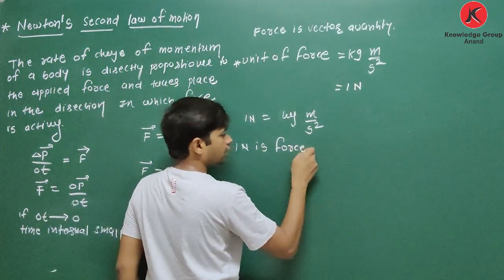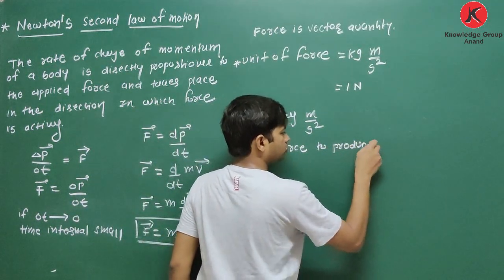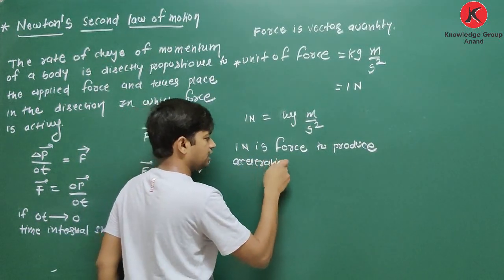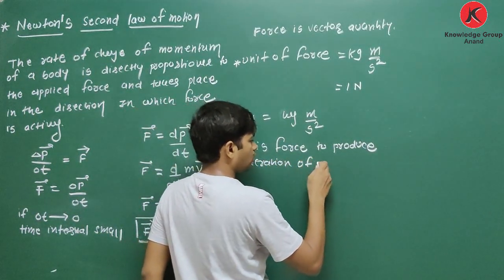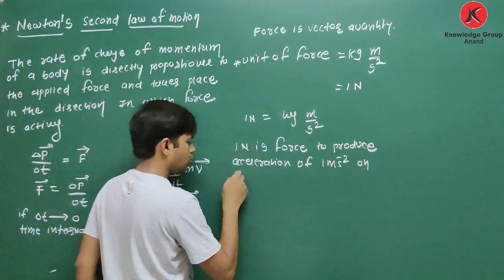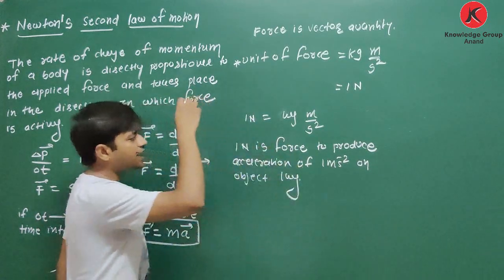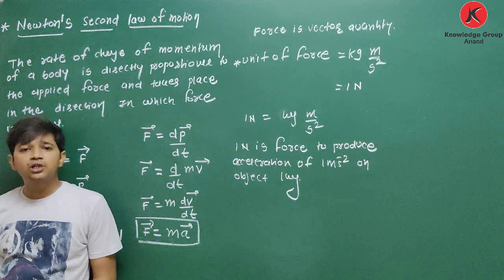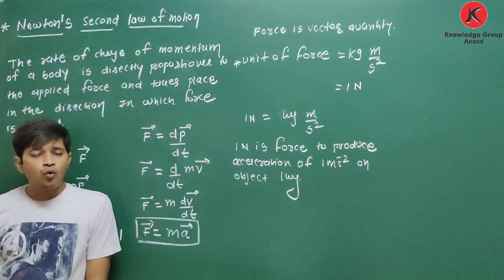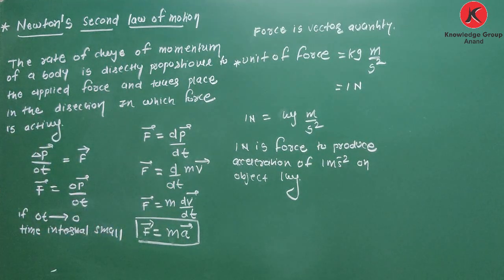1 Newton is the force to produce an acceleration of 1 meter per second square on an object of 1 kg. So what is 1 Newton force? It is the definition of 1 Newton force. Clear about this? So what is Newton's second law of motion?